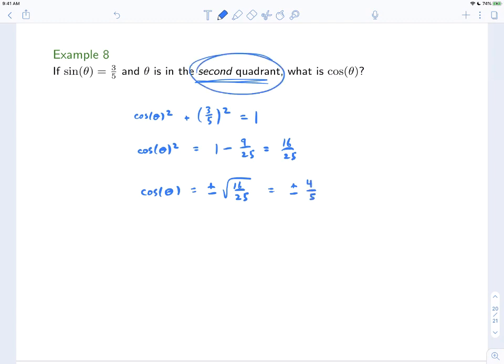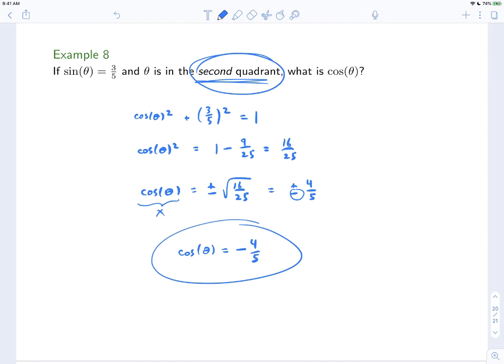But now we're in the second quadrant. That means that x is negative now, and x is the cosine of theta. So we choose the negative square root. So in this case, if sine of theta is 3/5 and theta is in the second quadrant, then cosine of theta is equal to negative 4 over 5. So it's the same as before, except now that we're in the second quadrant, the x-coordinate must be negative.